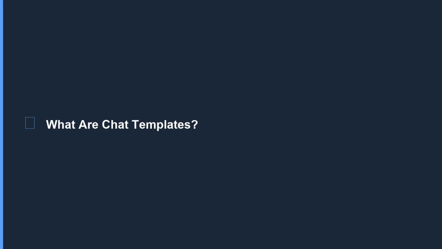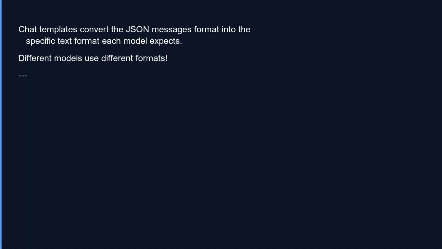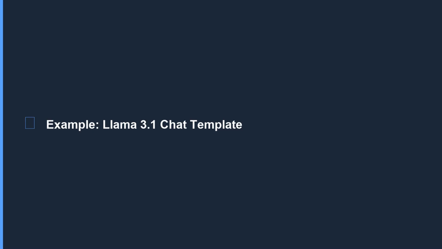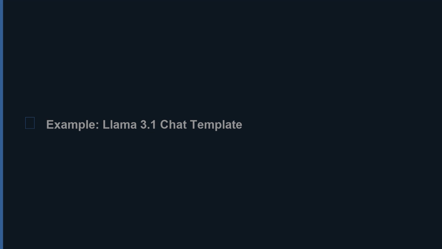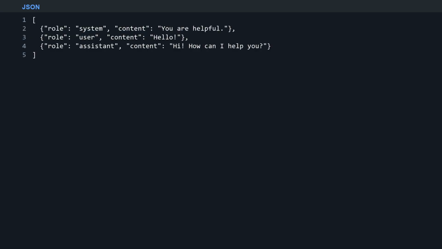Let's now look at what chat templates are. Chat templates convert the JSON messages format into the specific text format each model expects. Different models use different formats. Let's now look at an example, the Llama 3.1 chat template. Here's the JSON code for this section.